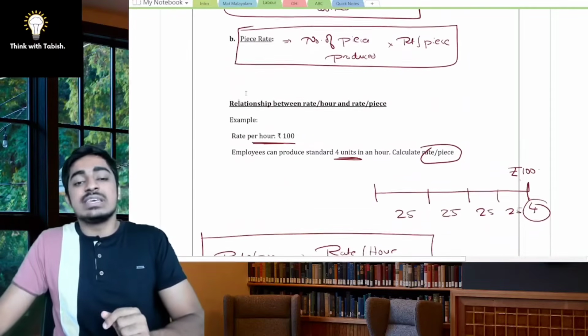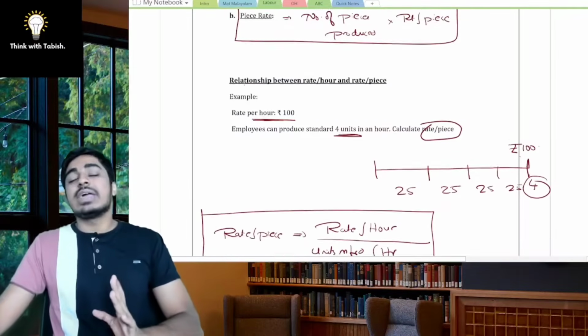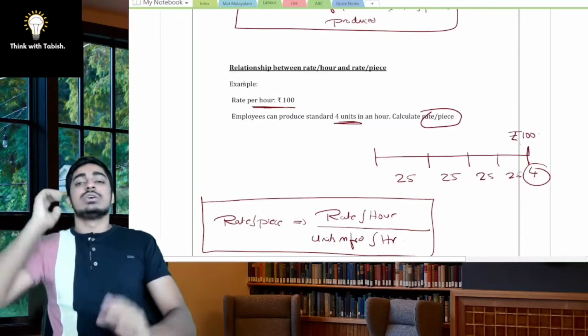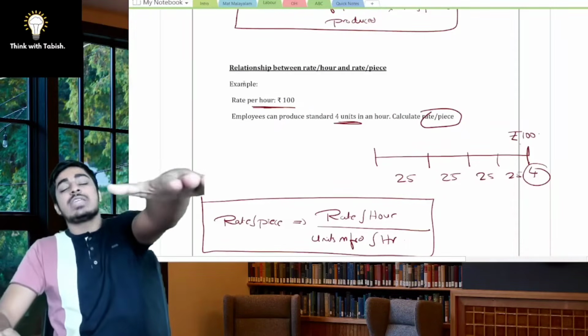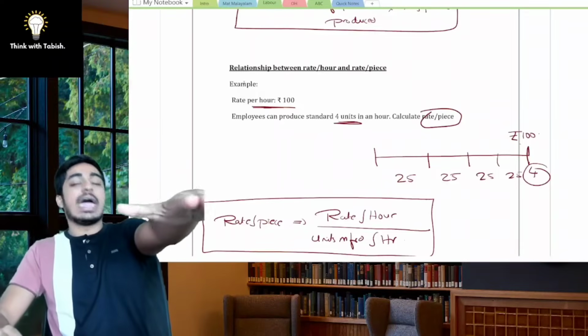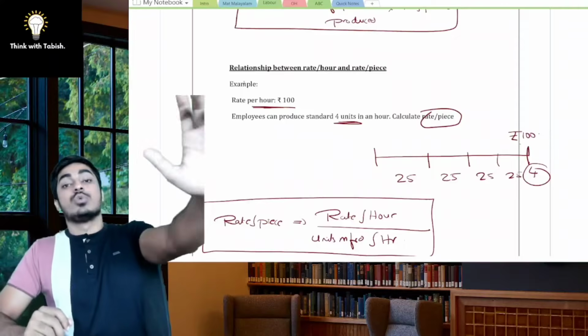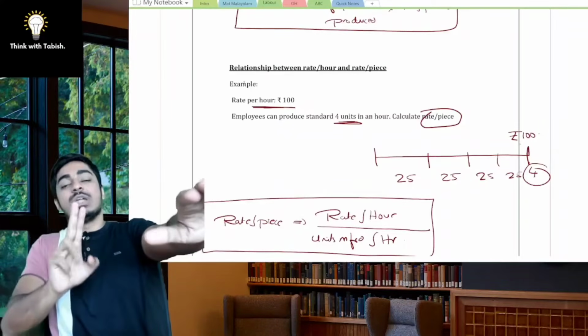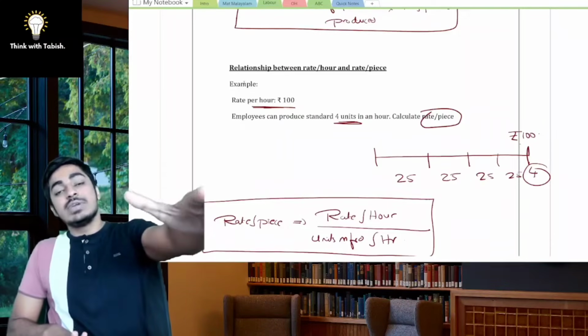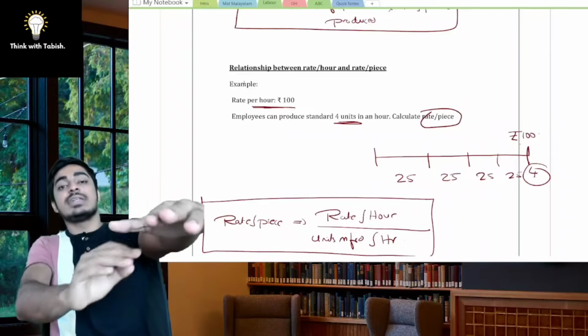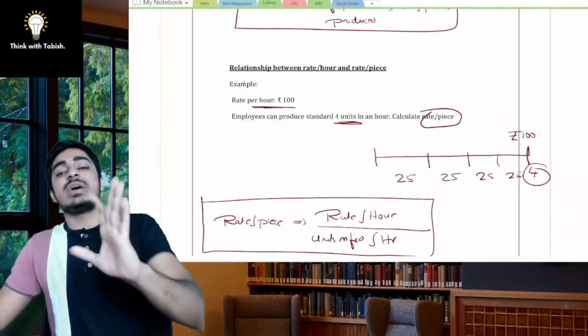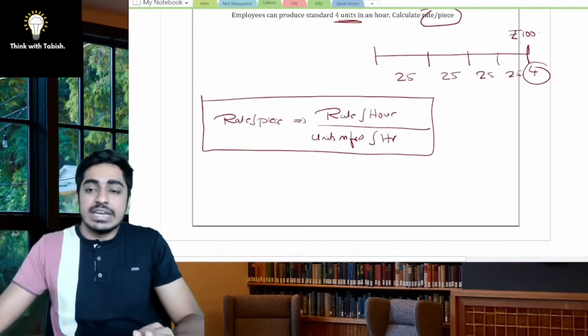And then what is the relationship between rate per hour and rate per piece? Suppose for an hour, employee is paid 100 rupees and employee is expected to produce 4 units in an hour. So what is the rate per piece? It is 25 rupees per piece. How did we get that? It is rate per hour divided by units manufactured in an hour. We get the rate per piece.